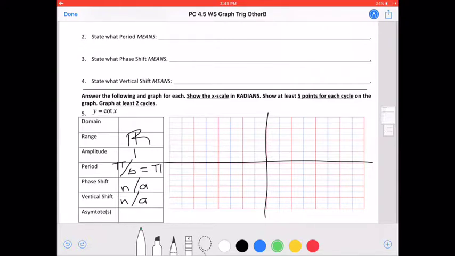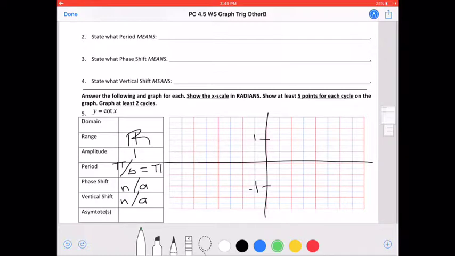So for the y-axis, we can put a tick mark halfway up and then halfway down, and that will be how far up and down we go using our amplitude. We can use this pretty quickly because we don't have any shifts. It gets a lot more complicated when we start having shifts. Next up would be the x-axis.